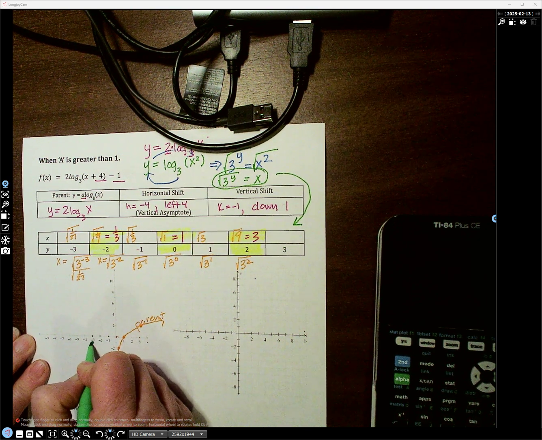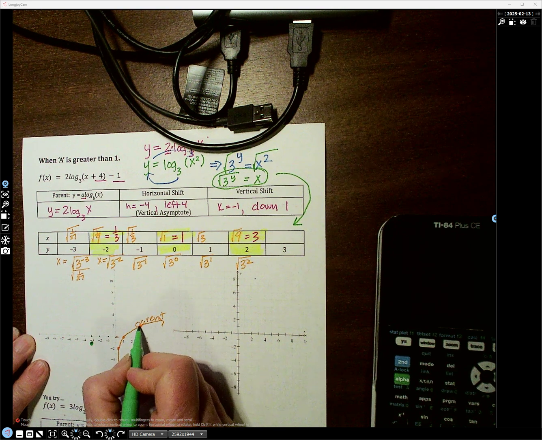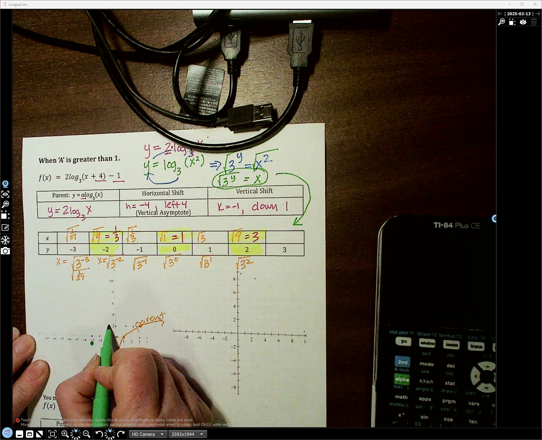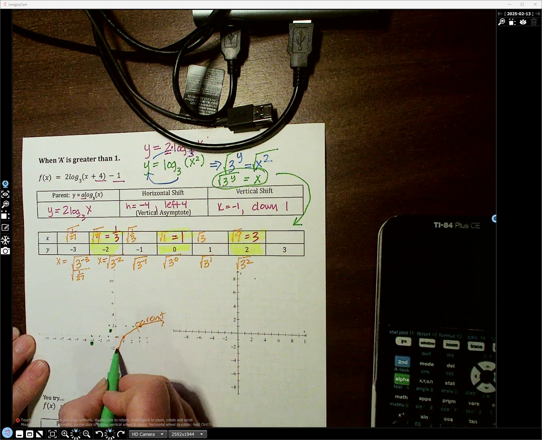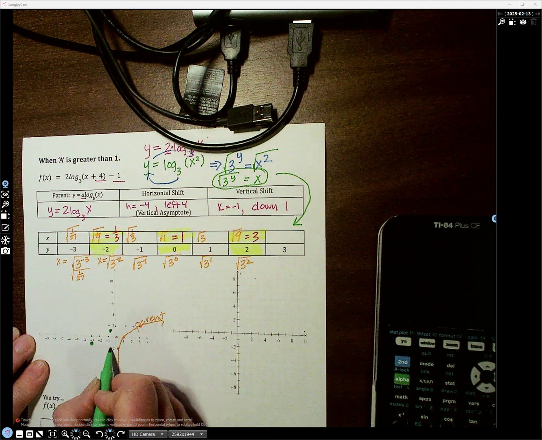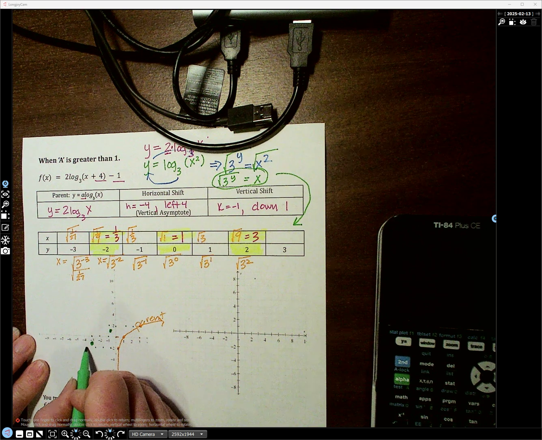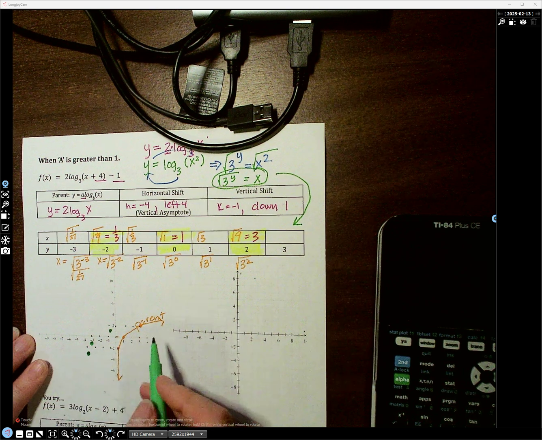There's my first point. Now let's take this point and shift it left 4. 1, 2, 3, 4, down 1. Let's take this point, which is 1/3, -2, and shift it left 4. 1, 2, 3, 4, down 1. Right? And I've shifted my graph.